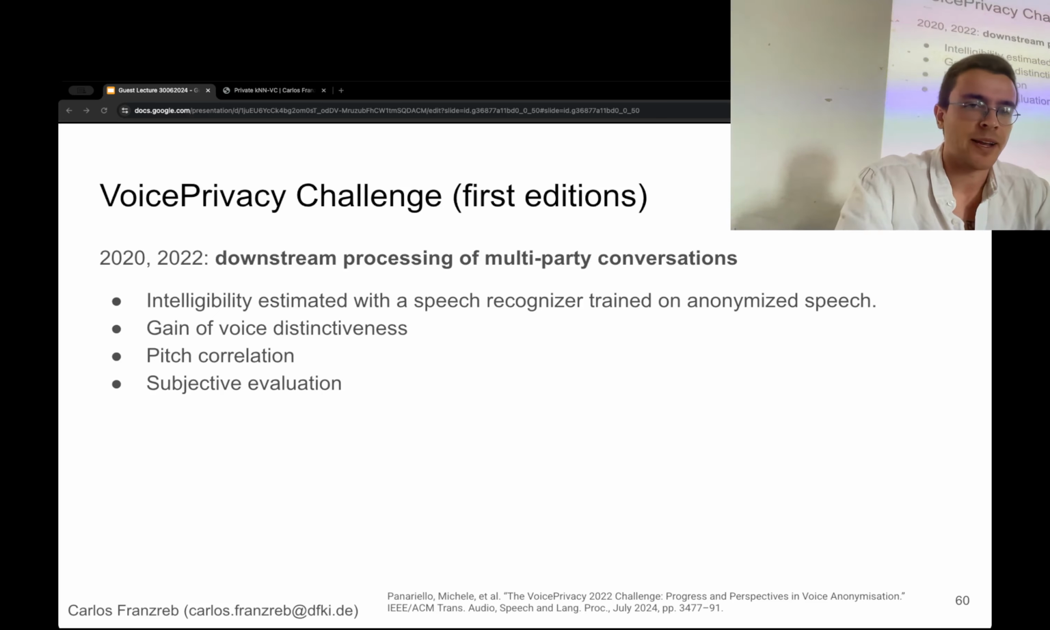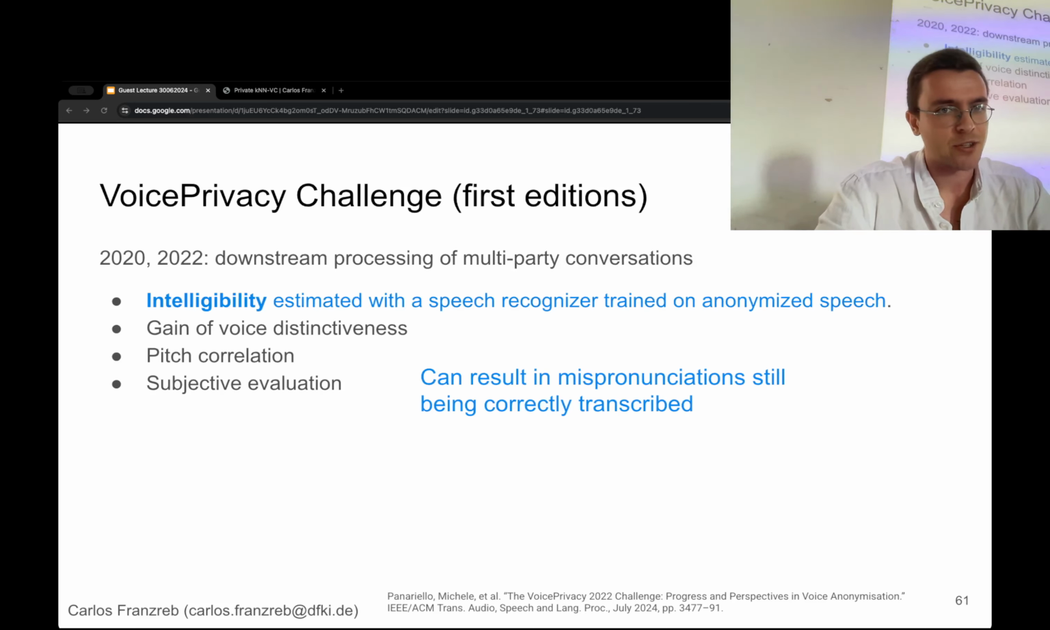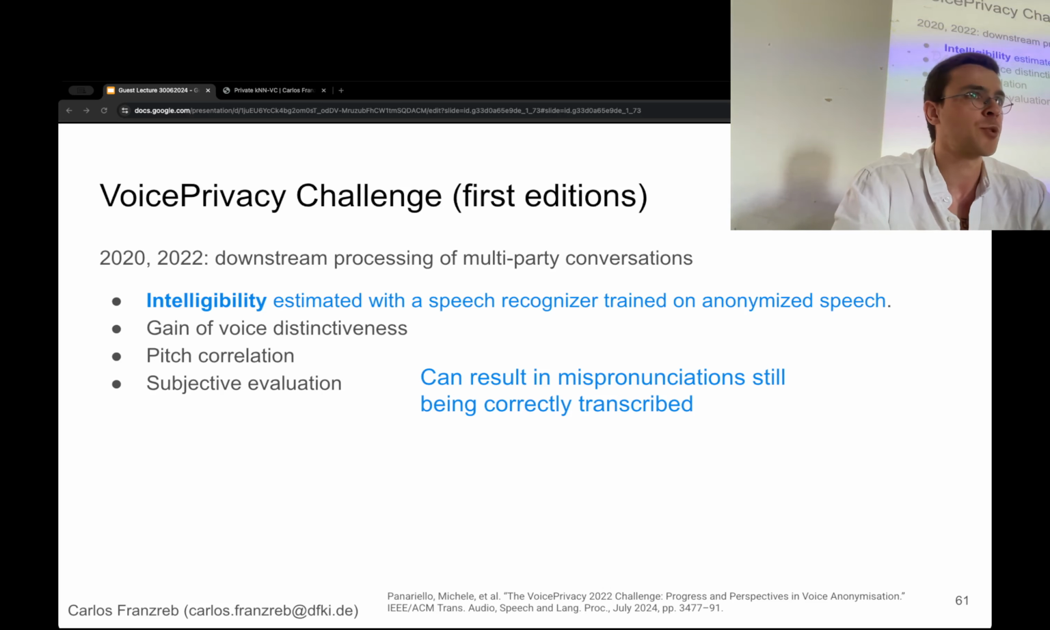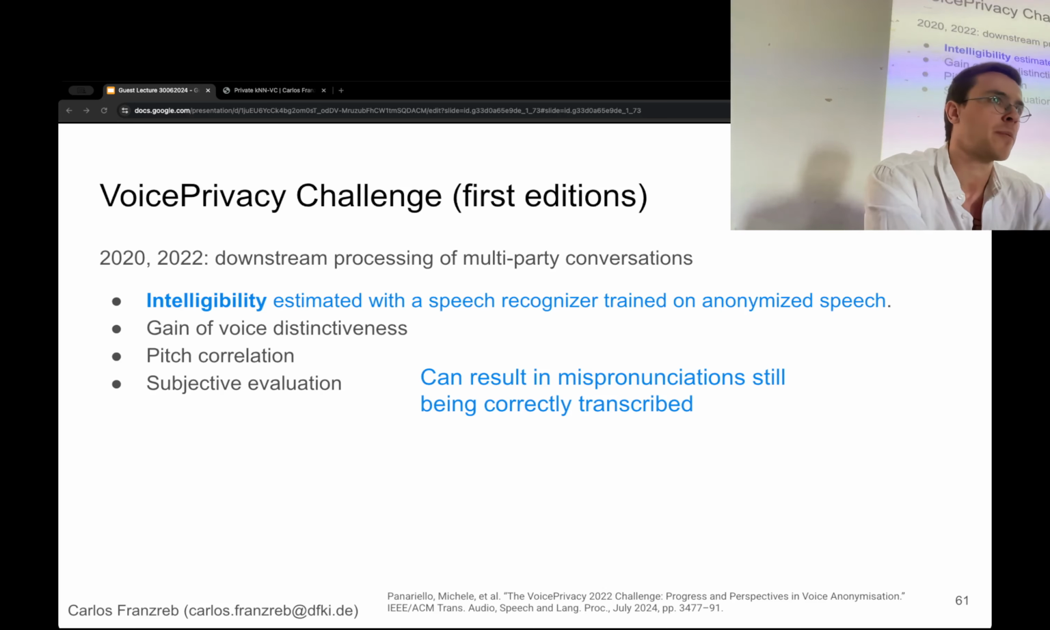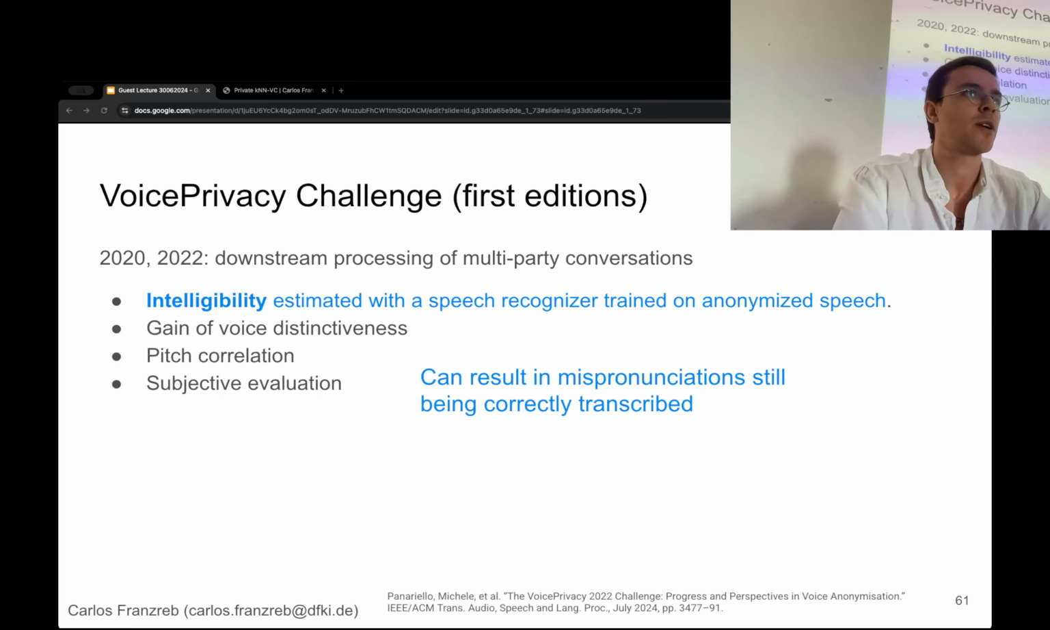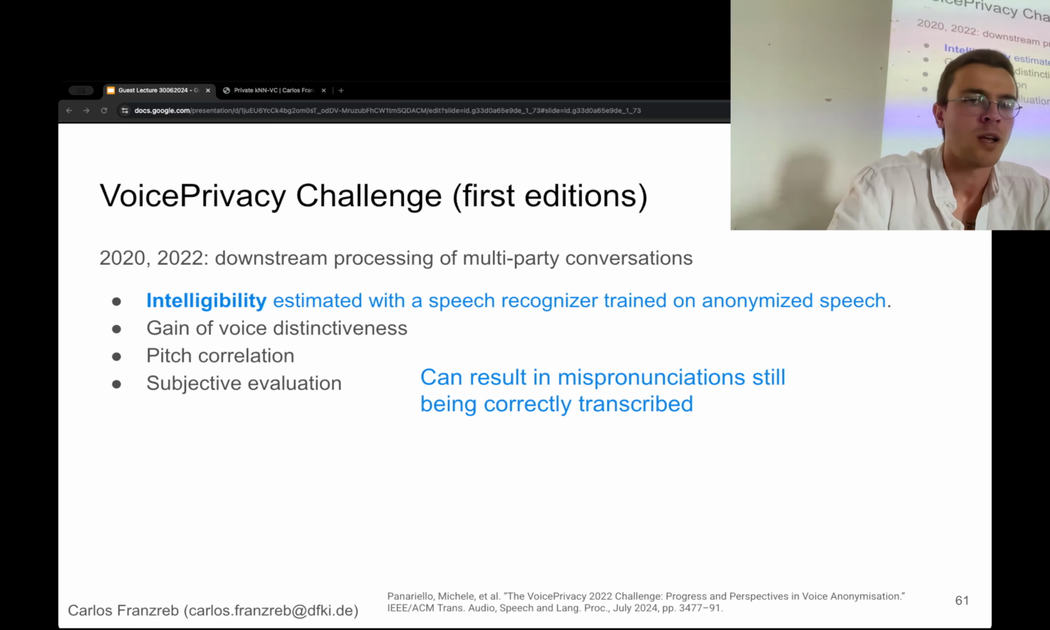Yeah, and from the last, the 2022 evaluation, Panariello and colleagues performed a really great analysis of the results and also the status of the evaluation, looking at these different factors. And for example, for the intelligibility, which is basically you take a speech recognizer, you train it with anonymized speech, and then measure its performance on understanding this anonymized speech, meaning the text, right? Whether it can extract the text, the transcript from the anonymized speech.